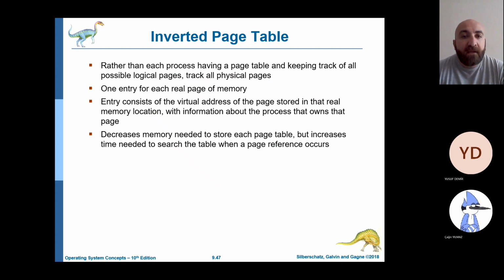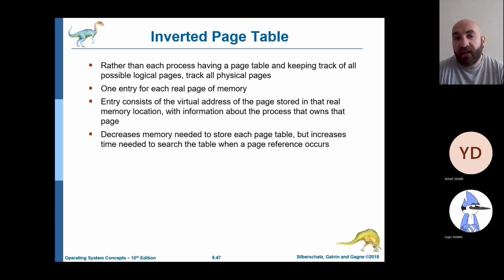These tables may consume large amounts of physical memory just to keep track of how other physical memory is being used. To solve this problem, we can use an inverted page table. An inverted page table has one entry for each real page or frame of the physical memory. Each entry consists of the virtual address of the page stored in the real memory location, with information about the process that's on the page.